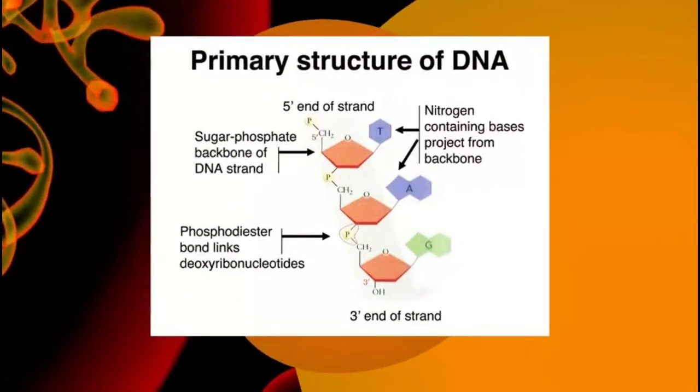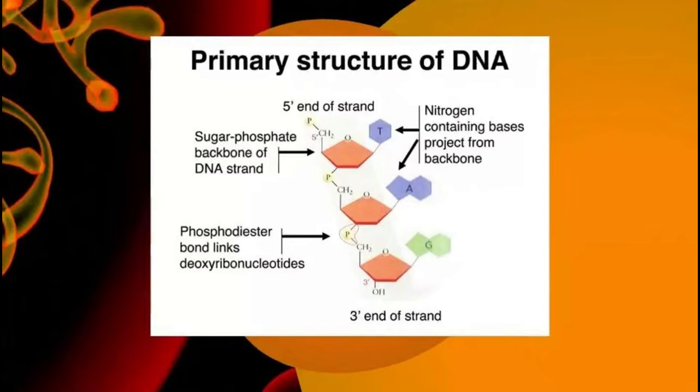So we already understand the structure of a nucleotide. We know that each nucleotide has a phosphate group, a sugar, and a base. What happens is the phosphate of one nucleotide will form a bond with the sugar of the next nucleotide in the polynucleotide chain. And we refer to this as the sugar phosphate backbone.